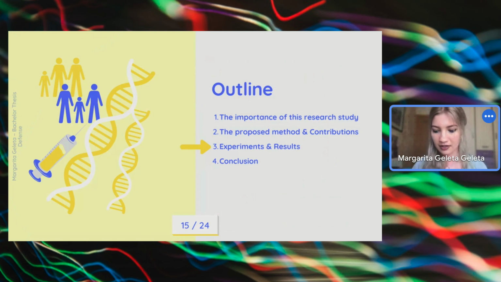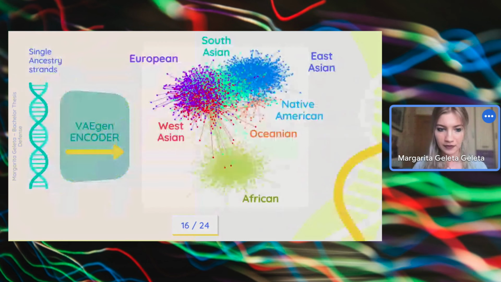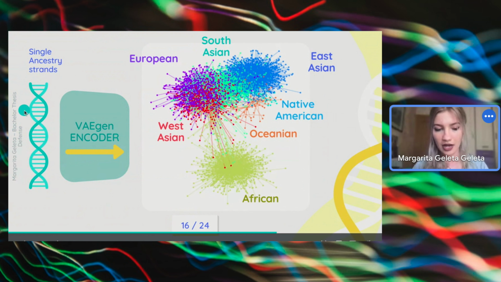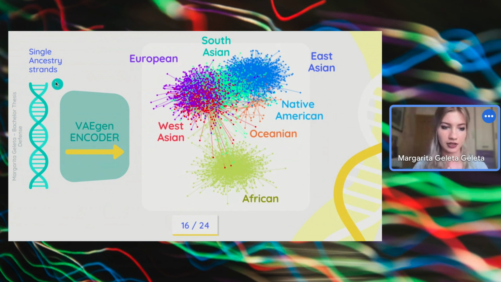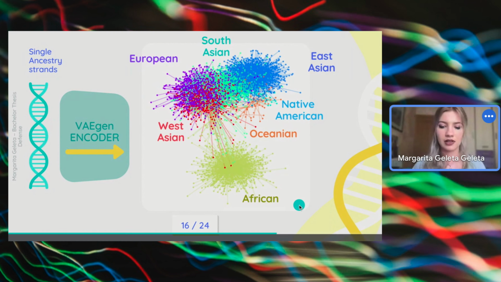Let's go to the experiments by task. This is the setting of compressing, of going from high dimensionality to low dimensionality. Having a single ancestry strand, the encoder maps this individual to the latent space, and observe that the latent space mirrors the real-world geography. We can find the Europeans near South Asian and West Asian, while the Africans lie a bit apart.